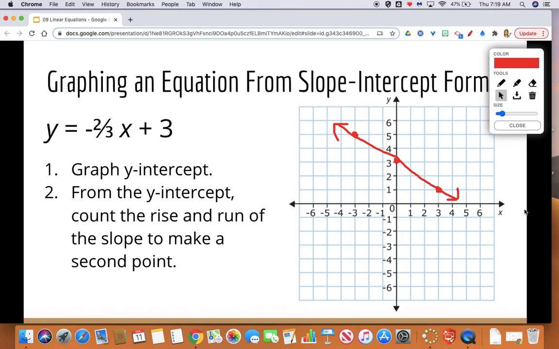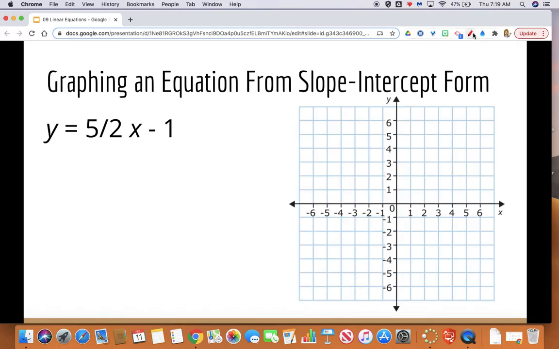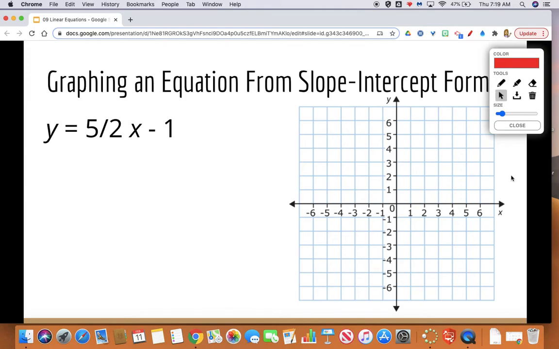Let's try another example. Y equals 5/2x minus 1. Just like with the last problem, we want to start by graphing the y-intercept first. What is our y-intercept? -1. So let's go ahead, find -1 on the y-axis and put a point.